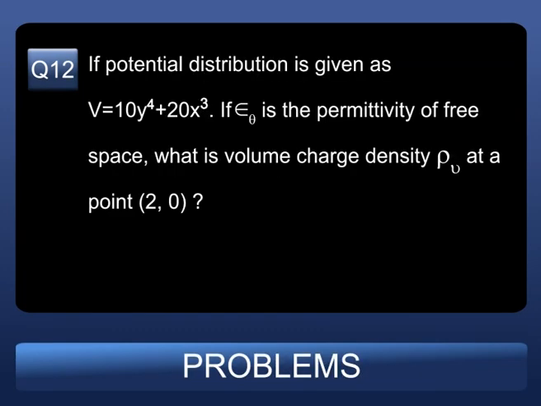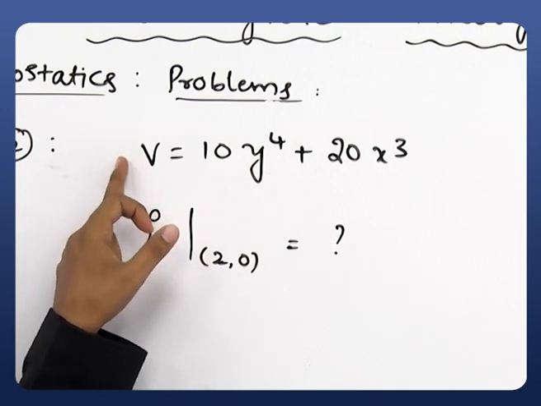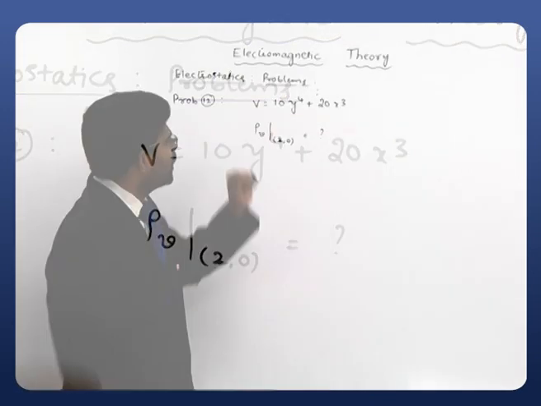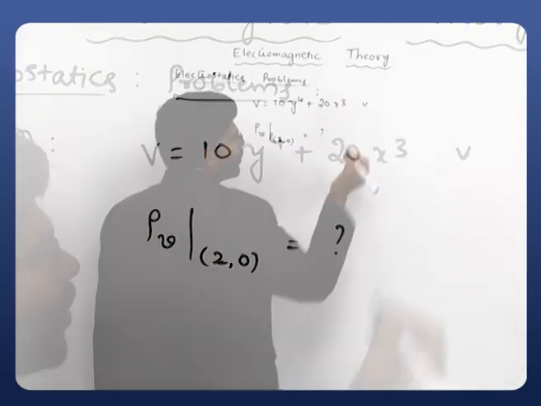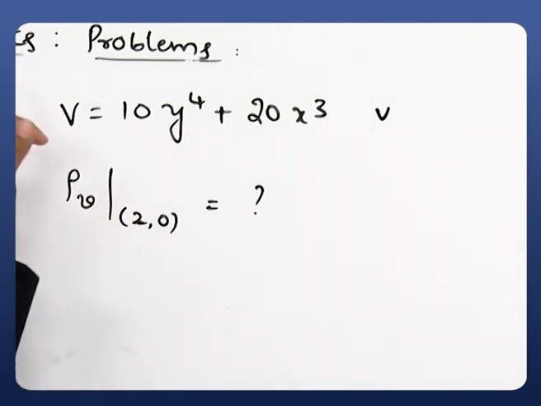Problem 12. If the potential distribution is given as V equals 10 y power 4 plus 20 x cube, and if epsilon naught is the permittivity of free space, what is the volume charge density rho V at the point (2, 0)? Here the potential is given to us as 10 y power 4 plus 20 x cube, which may be in volts, and we require the volume charge density using this potential.